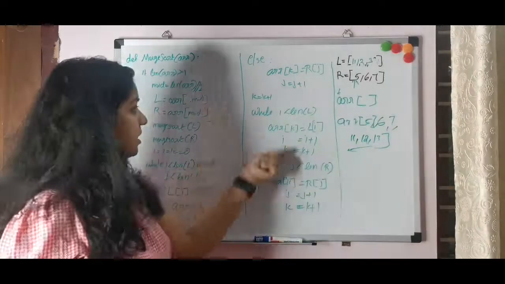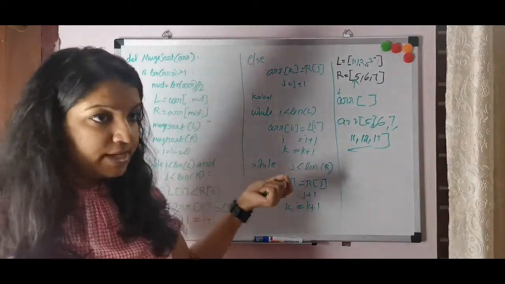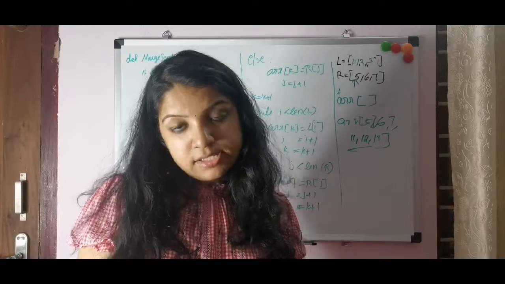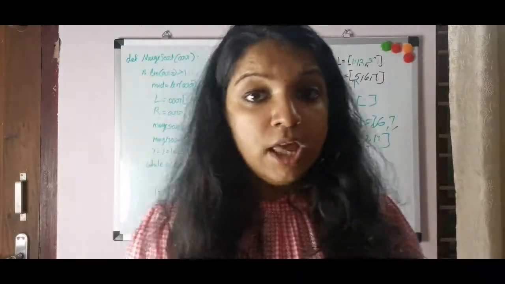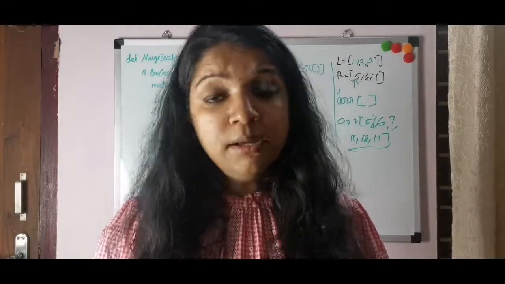So this is what happens in the merge sort. That means comparing, adding into the list, then comparing, adding into the list, comparing. Swapping and comparing happen, and that is the reason it is called merge sort.